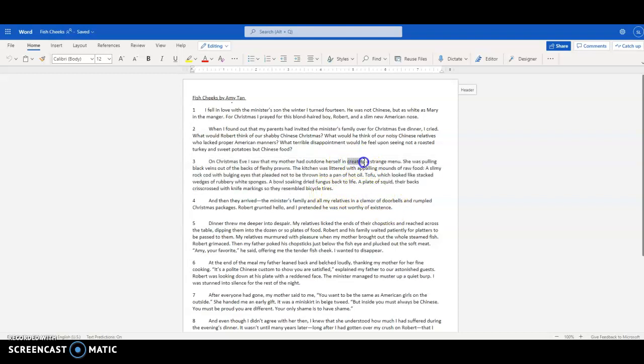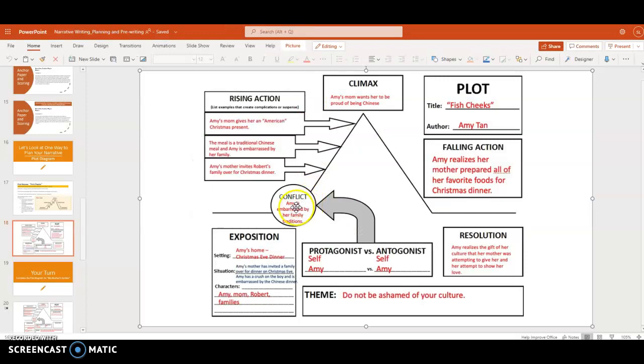She says she's created a strange menu. She goes into a description of all of the foods, like rock cod with bulging eyes, pleaded not to be thrown into a pan of hot oil. So she's using these sensory details to describe how she feels like the food is so disgusting. So when we get into our conflict, we want to say Amy is embarrassed by her family traditions. Alright, after the conflict, I know what the problem is. I want to go ahead and jump to the climax up here, okay?